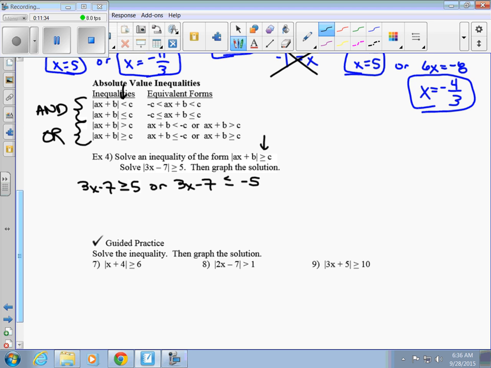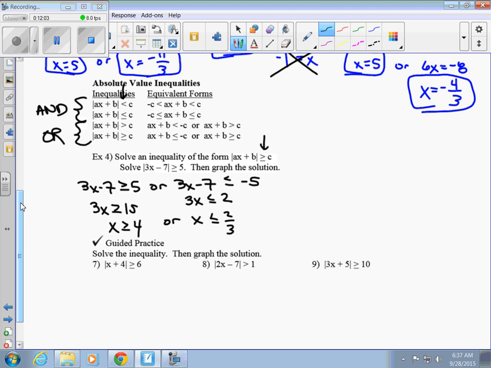So now we solve these. 3x is going to be greater than or equal to 12, so x is greater than or equal to 4. Here we're going to get 3x is less than or equal to 2, which means x has to be less than or equal to 2/3. I did the division wrong earlier, that should be a 4.